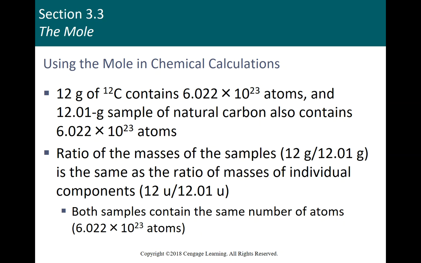When we use Avogadro's number in chemical calculations, we compare Avogadro's number to the periodic table. On the periodic table, we use the average atomic masses, or the atomic weight, and carbon is listed as 12.01. That means a 12.01 gram sample of carbon is 1 mole of carbon. And so we can convert those things with unit factors.